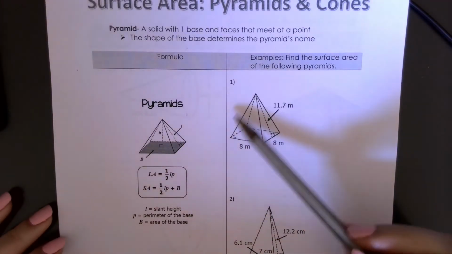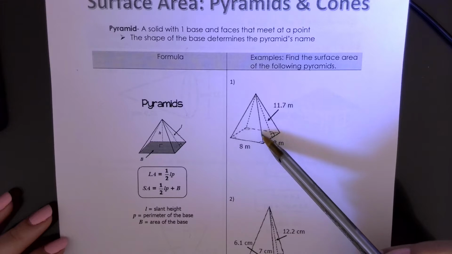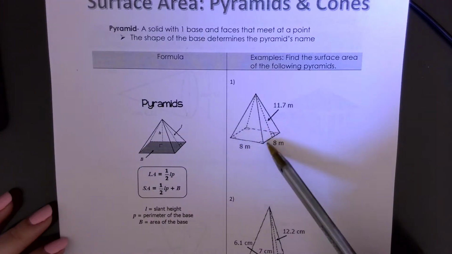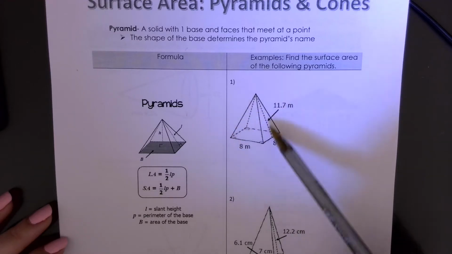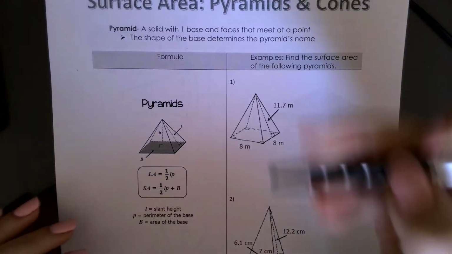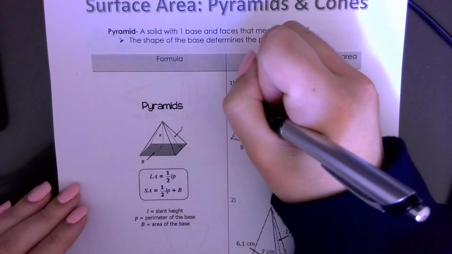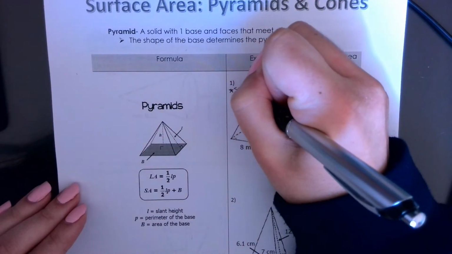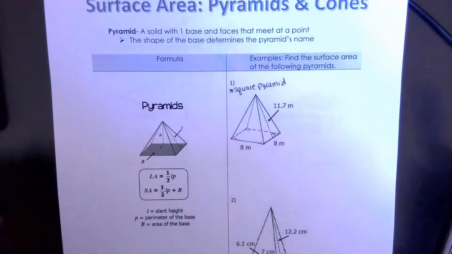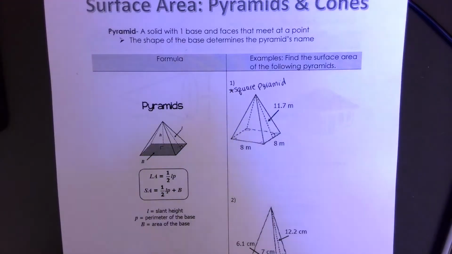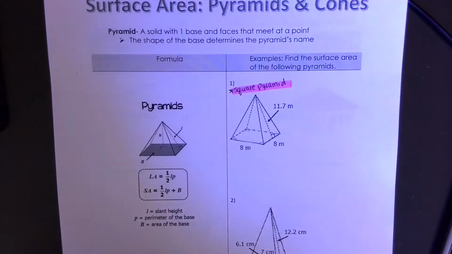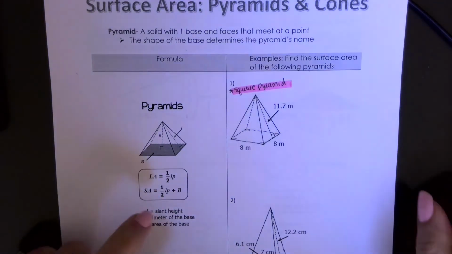So looking here, this is my pyramid, my base, because these two have the same dimensions, I know this is a square. So this is called a square pyramid. So I can write that down. So this is a square pyramid. Okay, so now let's go ahead and find the surface area. All we're going to do is apply the formula.